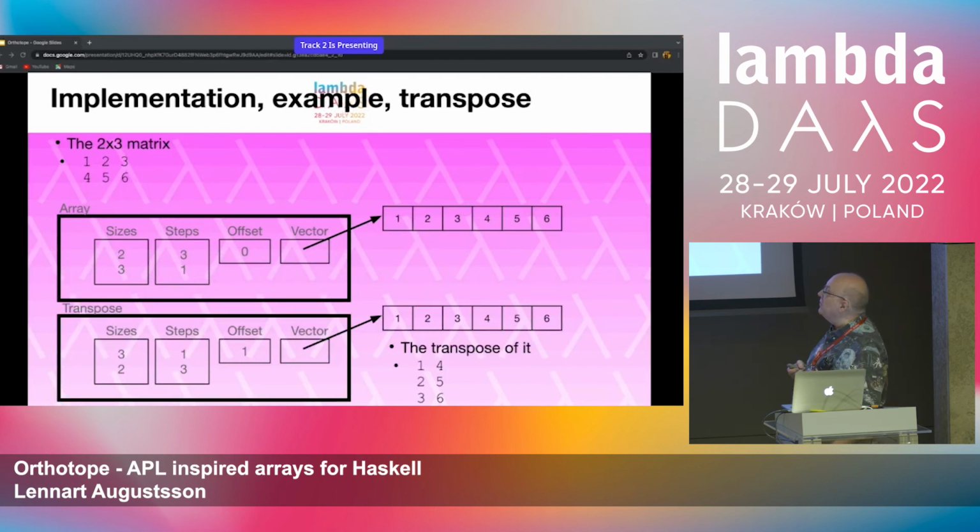Transpose, what does transpose do? Well, our old friend here again. Transposing just says, okay, we want to treat the axes the other way around, so you swap the two sizes and you swap the two steps, and then you have the transpose. Oh, the offset shouldn't be 1, the offset should be 0 in the second one too, that's a typo.